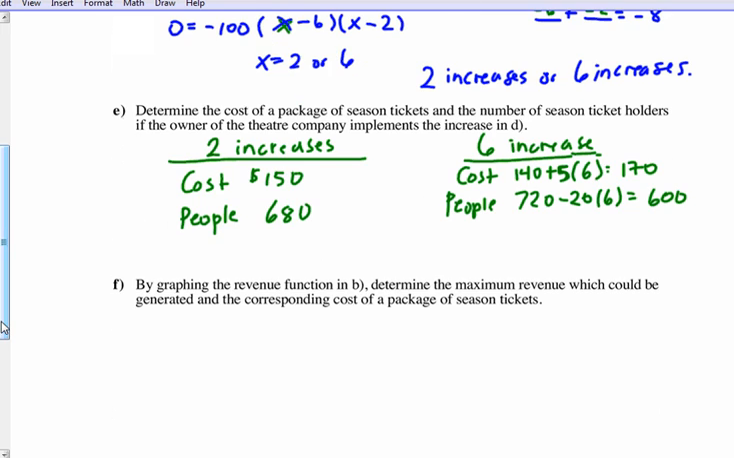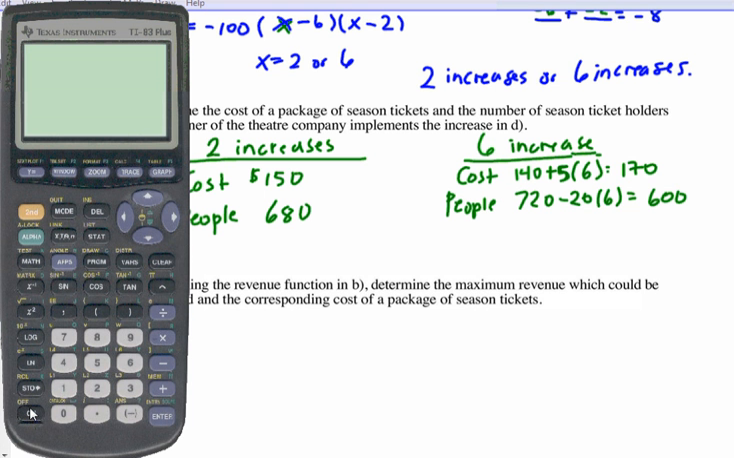Grab your graphing calculators. Well, if we're looking for the vertex, yes. It depends on what you're solving for. Okay, let's graph our equation for revenue. So our revenue equation was 140 plus 5x times 720 minus 20x. You're probably going to have a revenue question just like this on your unit exam, where you have to make the formula yourself.